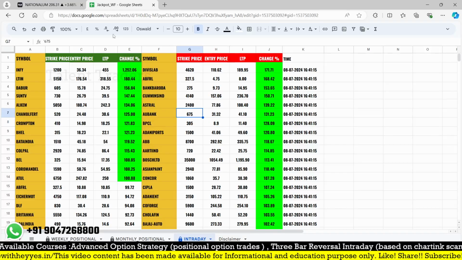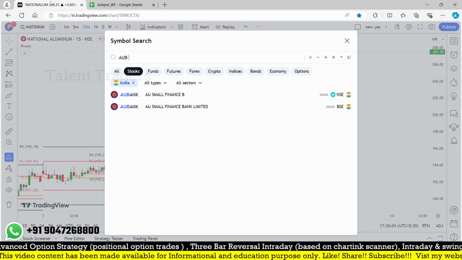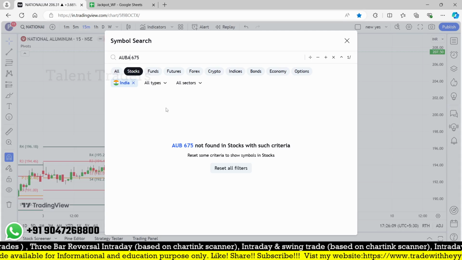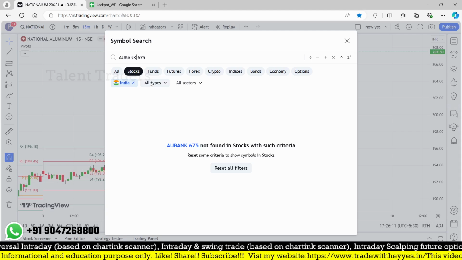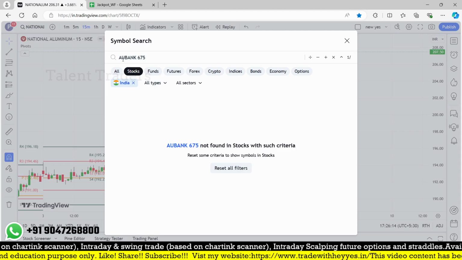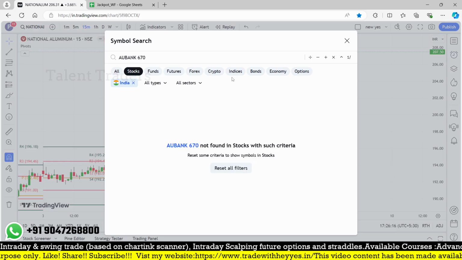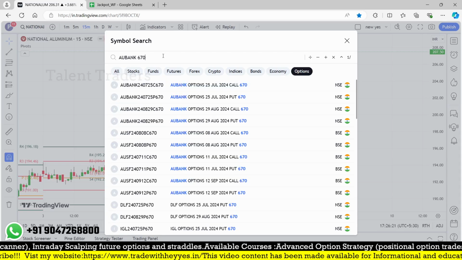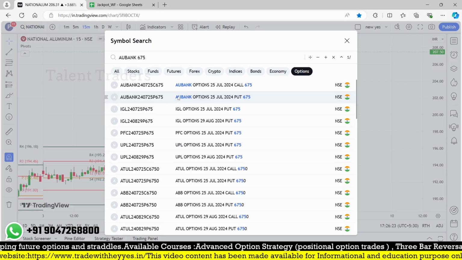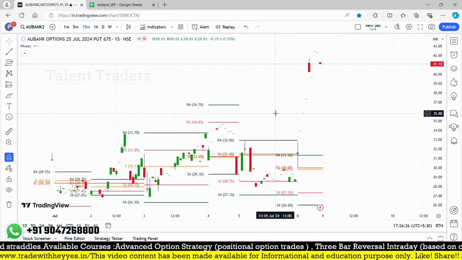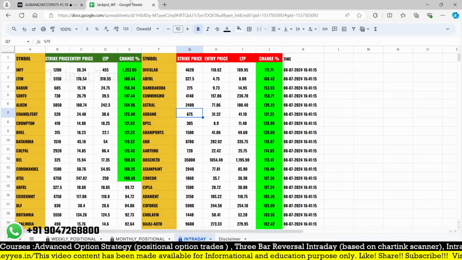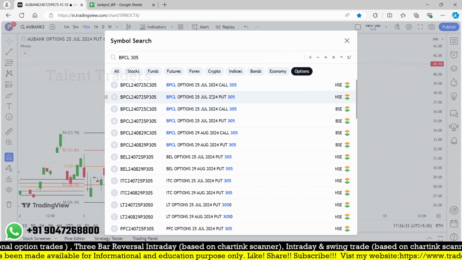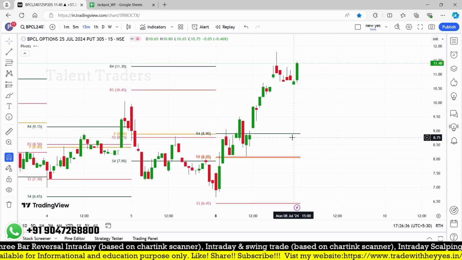For example, AU Bank 670 put option, AU Bank 675 put option doesn't have liquidity. So among liquid stocks we can take BPCL 305. That's the put side, let's check here.